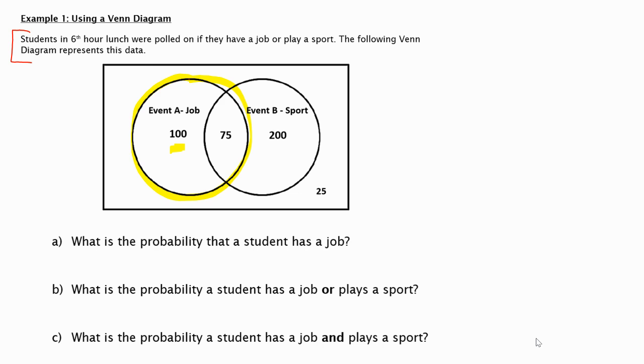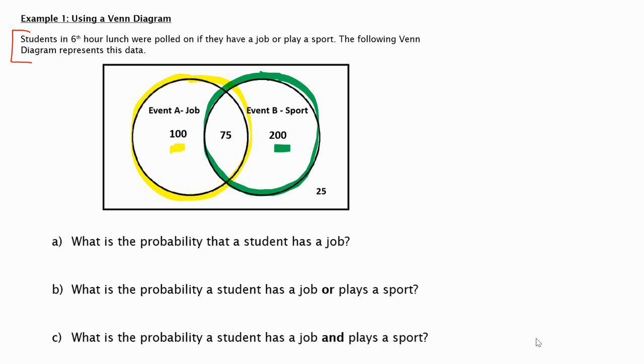There are 75 students who have a job but also fall within the condition of event B, which is being in a sport as well. Anything within that yellow circle represents someone who identified as having a job. The green circle is event B, so 200 students identified as being in a sport, and 75 students fell within both categories. They have a job as well as being involved in a sport.